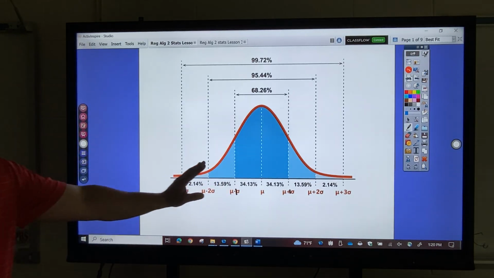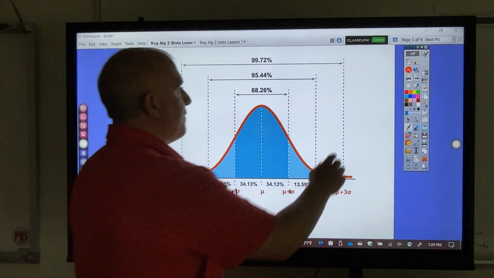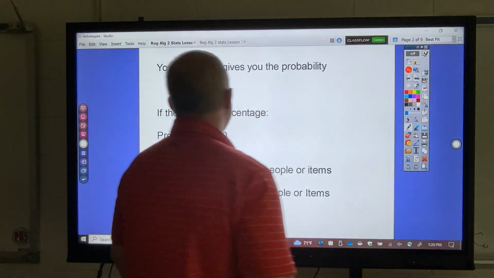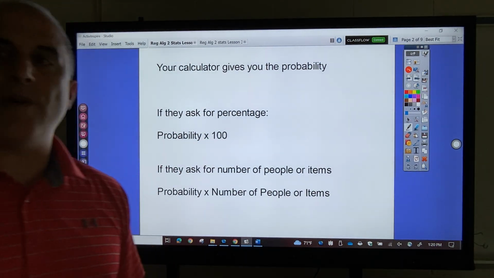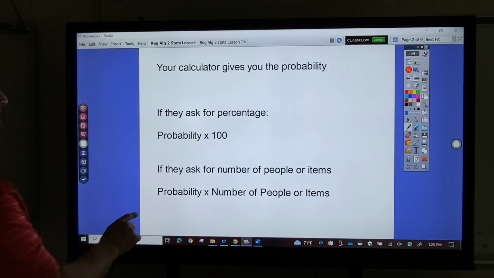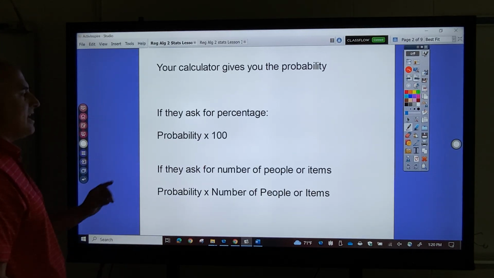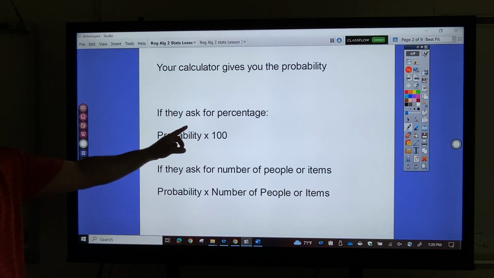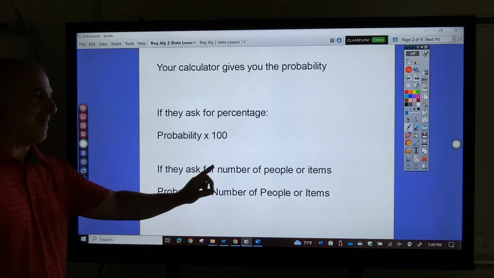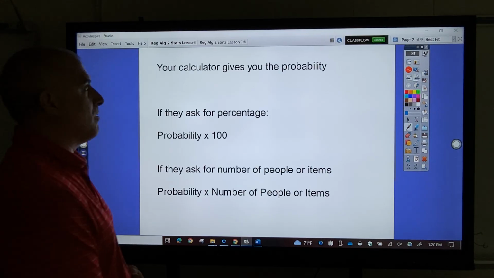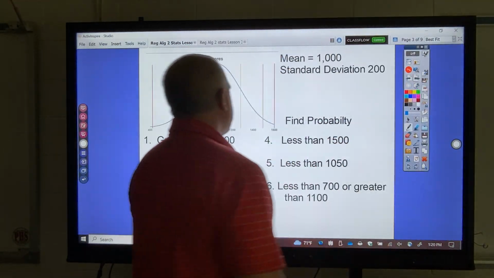So we're going to come back to this, and what we're going to do is find the various probabilities. Your calculator gives you the probability, and I'm going to show you how to do that in Desmos in a little bit. If they ask for the percentage, we take the probability times 100. If they ask for the number of people or items, we take the probability and multiply by the number of people or items.